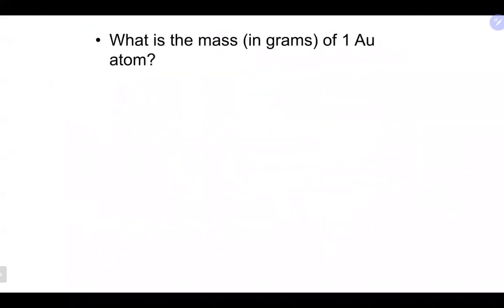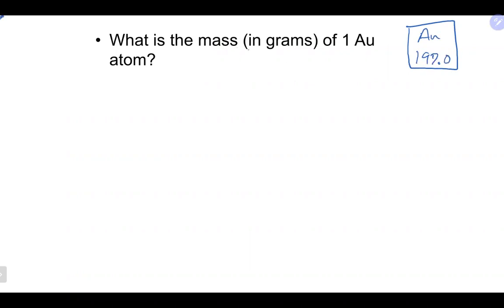Okay, let's try a couple more here. Let's try gold. What is the mass in grams of one gold atom? If we have a periodic table, gold is 197, looks like. Take a moment here and see what you come up with. All right, let's take a look.